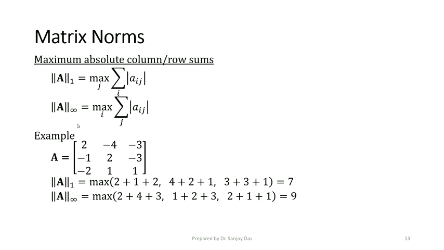Infinity norm, we do the reverse. So we take the absolute values of each row and sum it all up. And then we extract the maximum. So 2 plus 4 plus 3 gives us this. 1 plus 2 plus 3. 2 plus 1 plus 1 is this. Gives us 9.